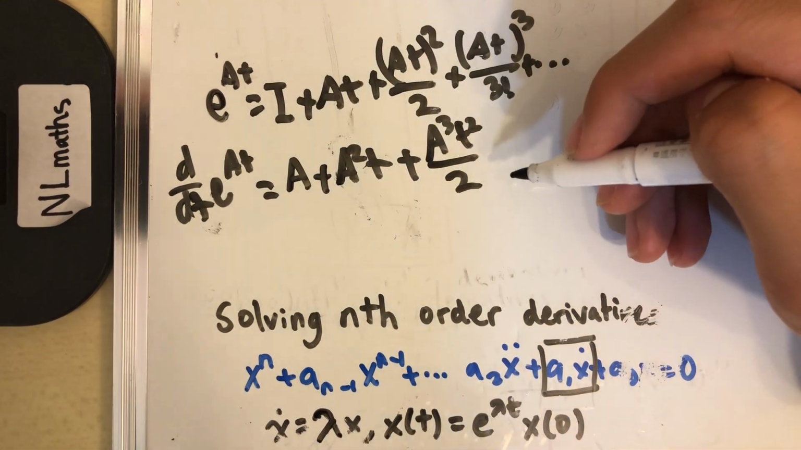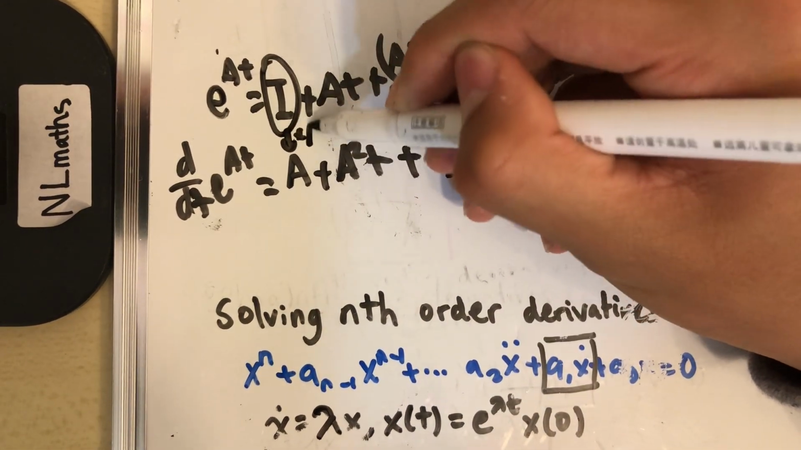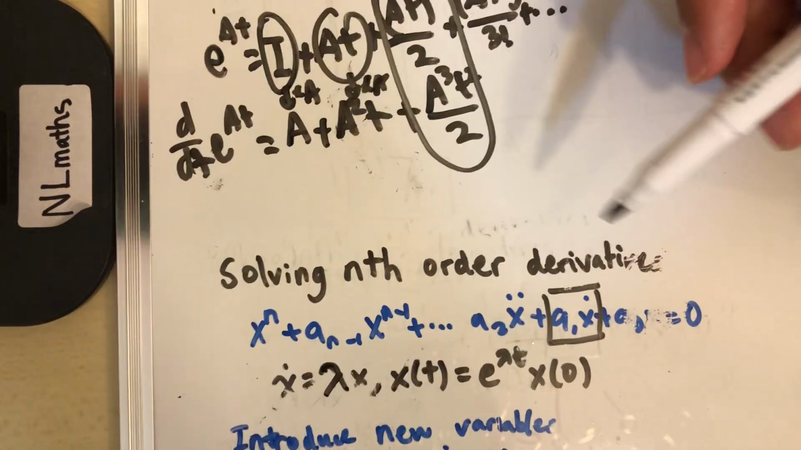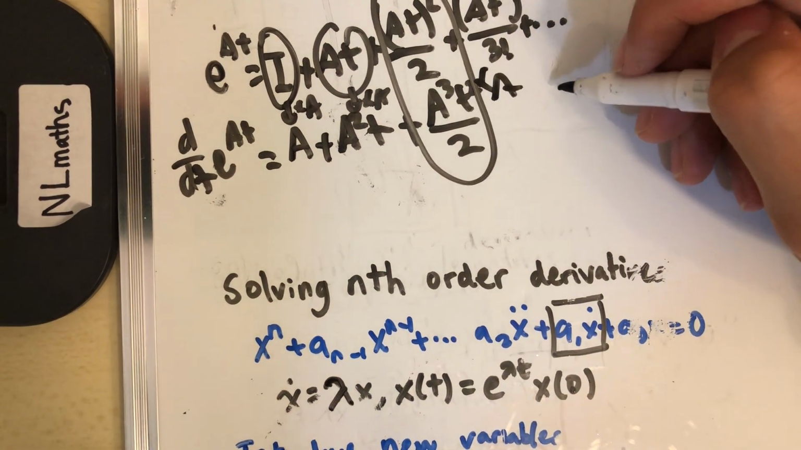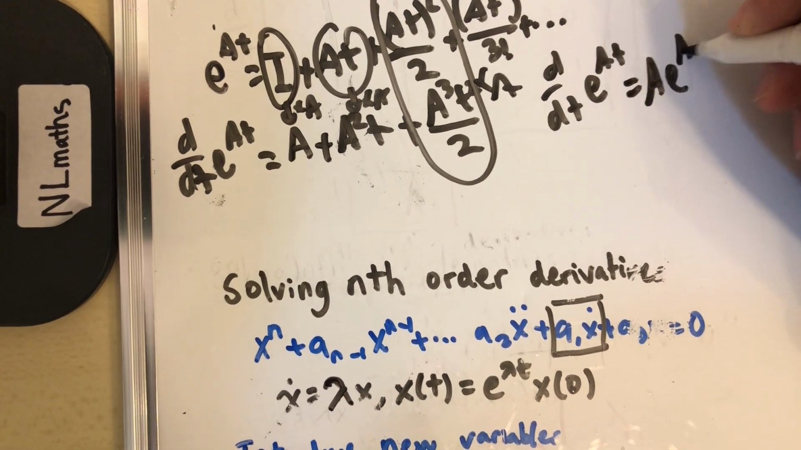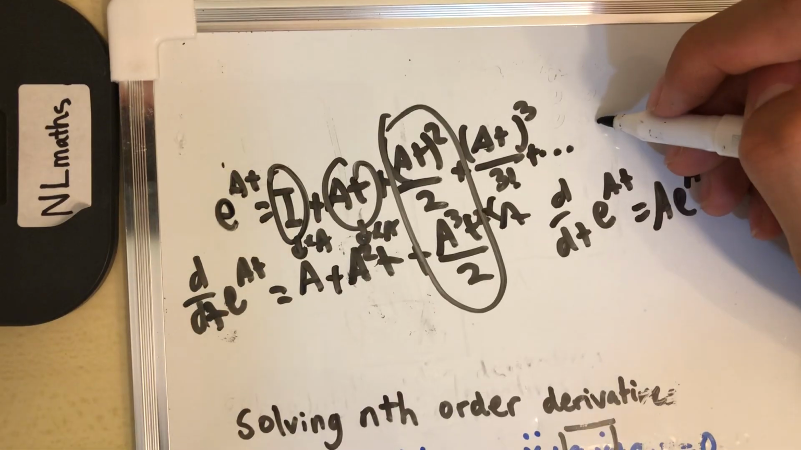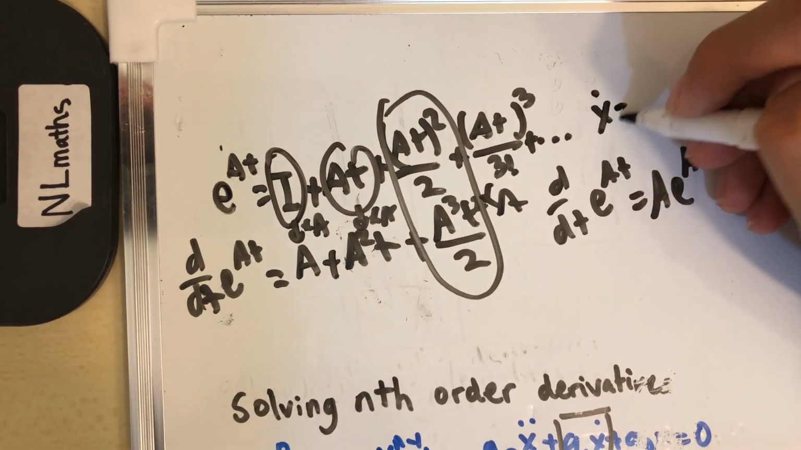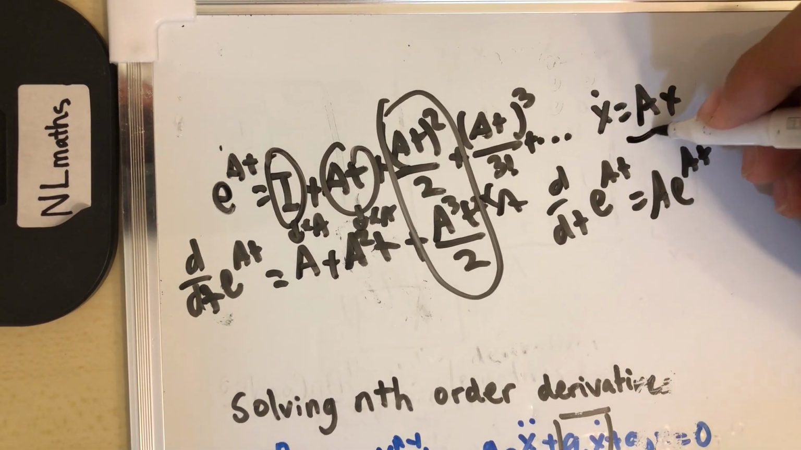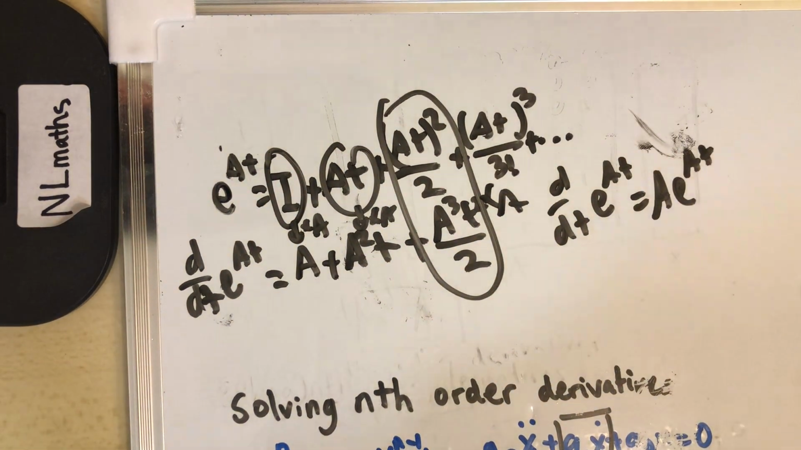And you will see that all of these terms are just this one multiplied by A. This one was multiplied by A as well. This one was multiplied by A. So it seems that d by dt of e to the At is equal to A times e to the At. And that seems correct because the equation that we're looking at is x dot equals Ax. If we take the derivative of e to the At, it does seem to be multiplied by a constant again. So this makes a lot of sense.